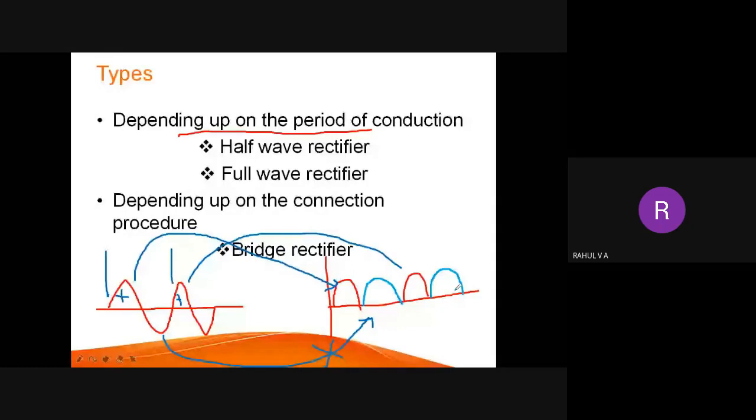Okay, so most commonly people use full wave rectifiers. In full wave also there are two types, center tap and bridge rectifier. In our syllabus we have to learn only about the bridge rectifier circuit. A bridge rectifier circuit uses 4 diodes to convert AC to DC.